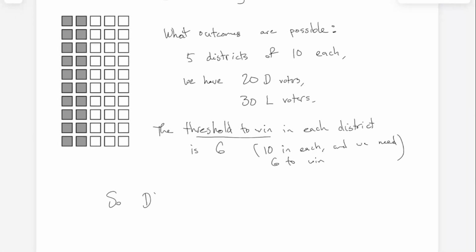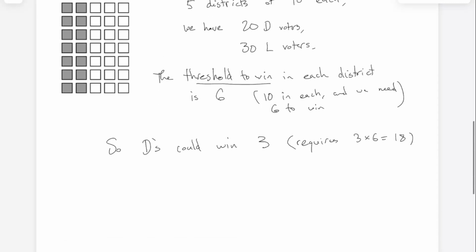So I would say the D's could win 3, because if you need 6 to win any district, then it is possible, in theory, for the D's to win 3. This would require 3 times 6, which is 18. And there are 20 D's. So it is possible for the D's to win 3 of them, because they can make that threshold 3 times, all right? But I don't think they could win 4.